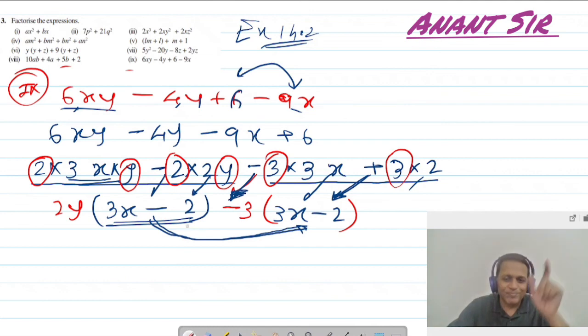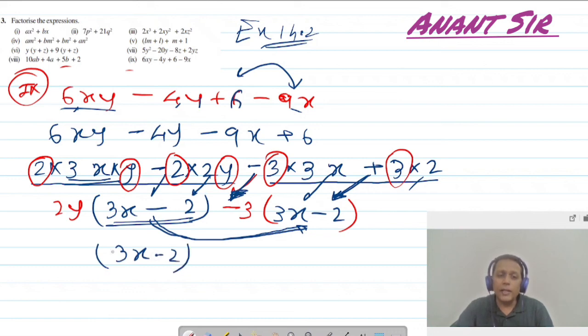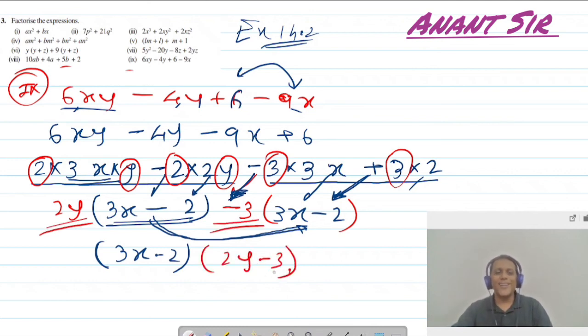Okay? Do the magic. Yes, and that brings us to the last step. So in the first bracket, write the same bracket, 3x minus 2, and in the second bracket, write the terms which were outside the bracket. So that brings us to the end of question 3 of exercise 14.2, friends.